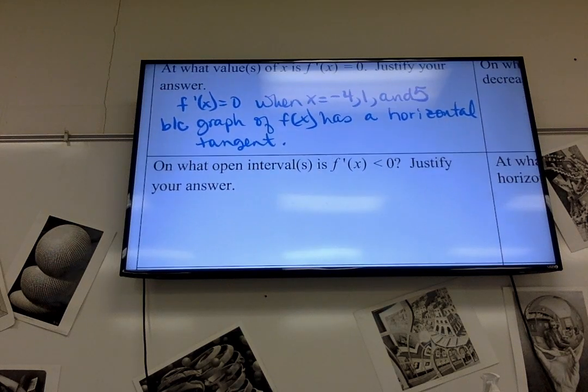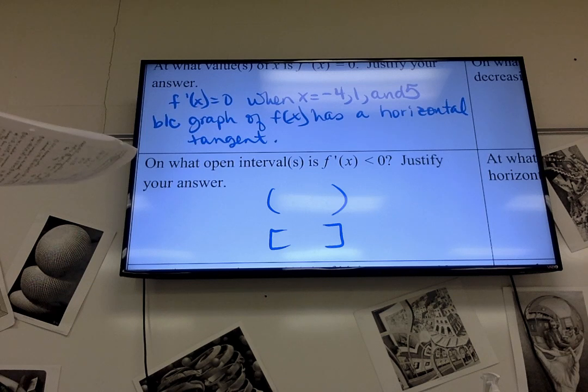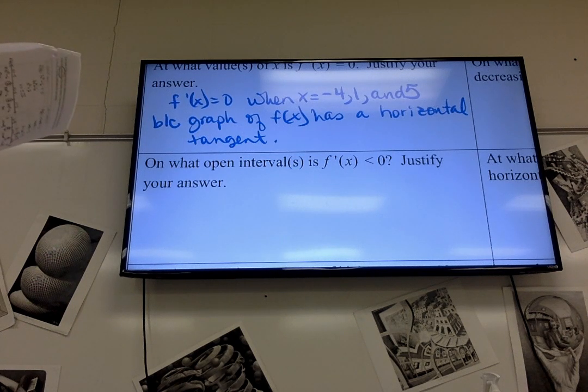Okay. On what open intervals is f prime of x less than 0, and justify your answer? We didn't find open. Open intervals just means you're going to use parentheses and not brackets, so you're not going to touch them. At that point it'll change from positive to negative or negative to positive or 0 to whatever, however it's working.